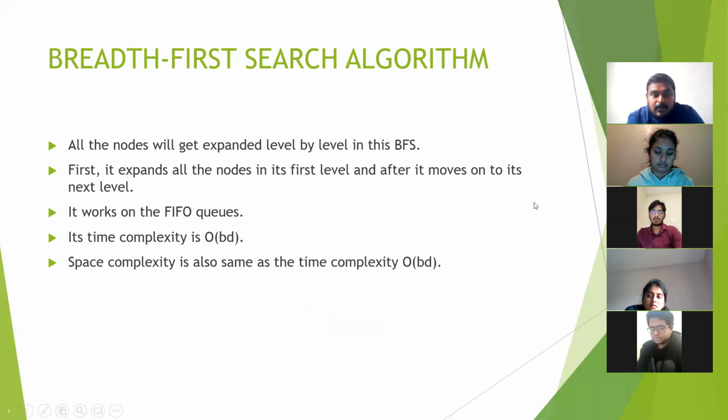Hi guys, I'm discussing the breadth first search algorithm. In this, it expands the nodes in its first level, and after that it moves into the next level. And also the BFS algorithm works on FIFO queues, so first in, first out rule. And the space complexity is also the same as the time complexity. In this BFS algorithm, all the nodes will be expanded level by level. Next slide.